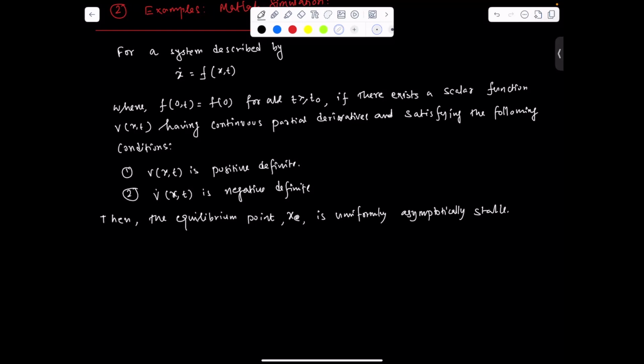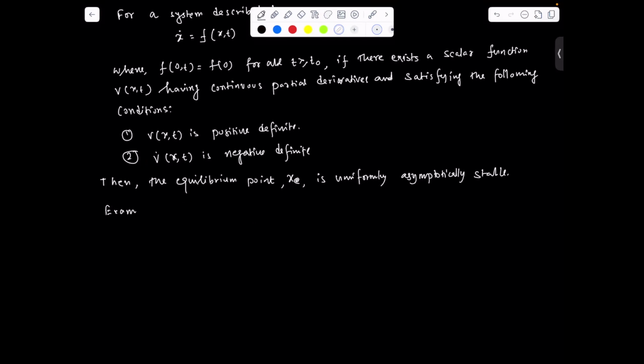So for a particular system, we'll consider a positive definite function, and if the time derivative of that positive definite function is decreasing over time, then we can say the equilibrium point, which is basically the origin for the system, will be uniformly asymptotically stable. So now let's take an example and validate this theorem.